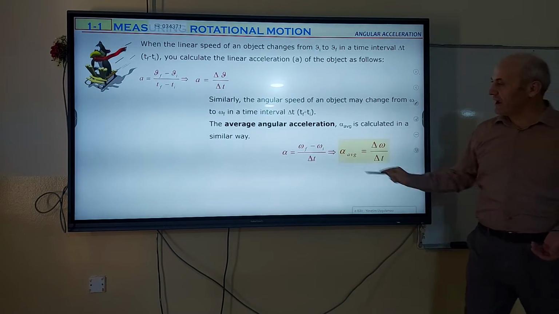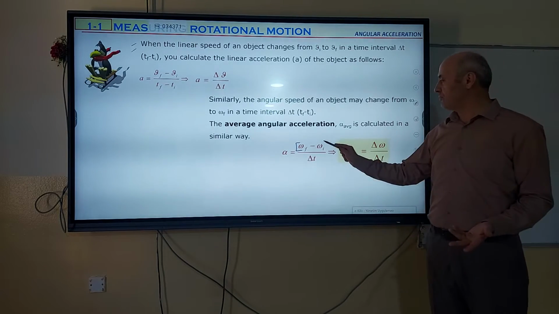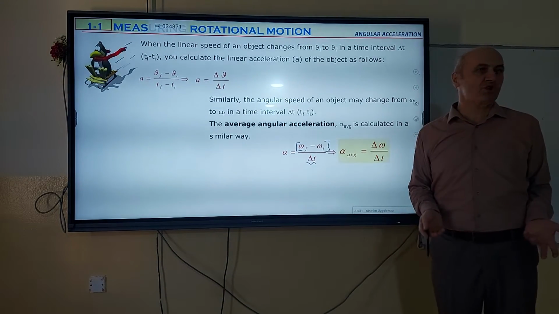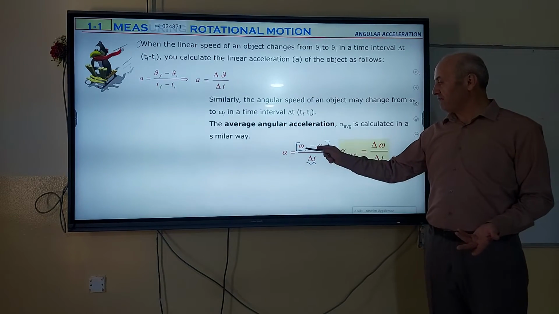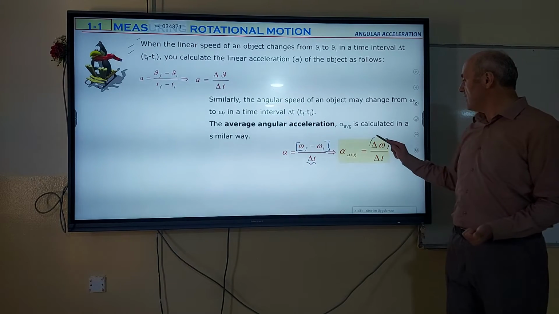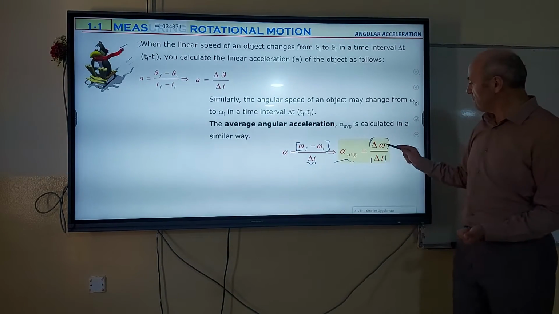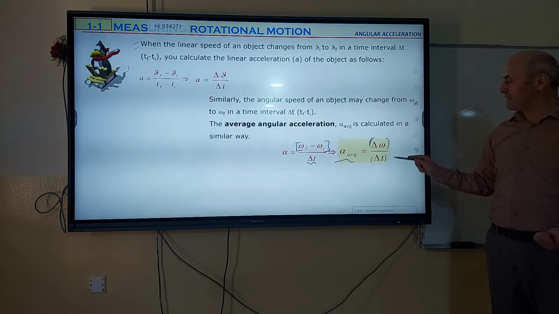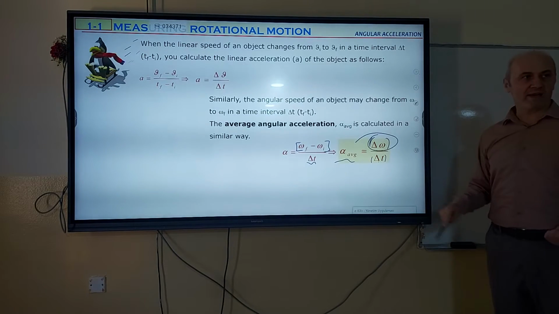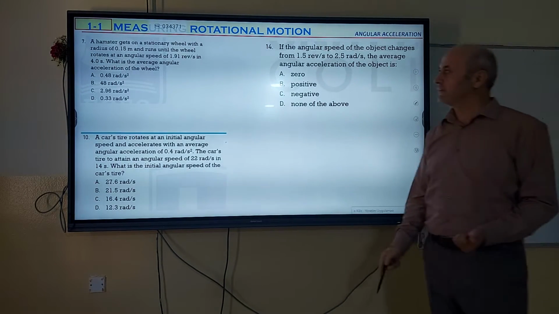We're calculating angular acceleration. How can you find the change? Final value minus initial value divided by the time interval during which this change happens. That is omega final minus omega initial divided by delta t, which is delta omega over delta t, the average alpha. So what is the unit of average angular acceleration? The unit of angular speed is radian per second, divided once again by second.